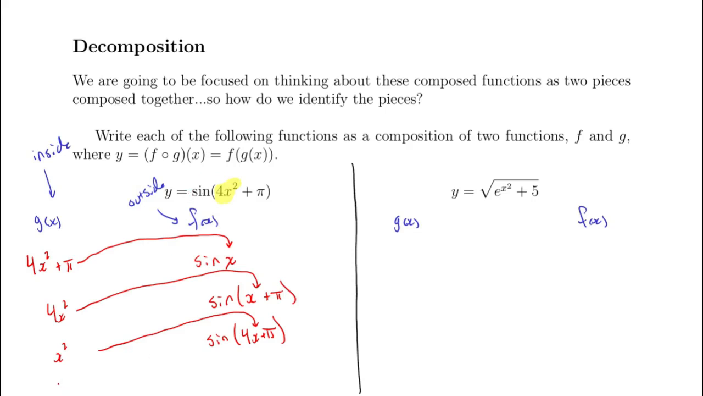There are some silly examples that you could do. You could say like x is going to get composed inside of sine of 4x squared plus pi. We call this a trivial composition because it's not really doing anything, right? You're just taking this identity function and composing it inside. There's no big deal there. We'll stay away from those.